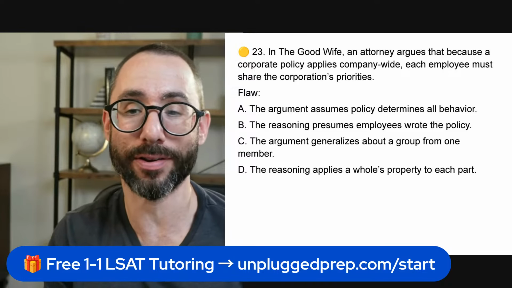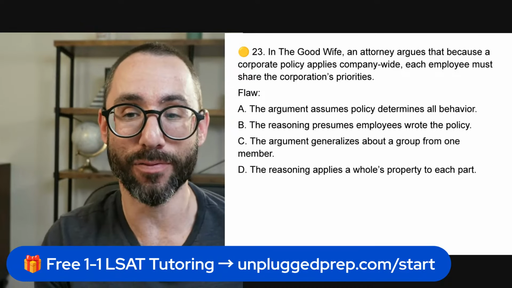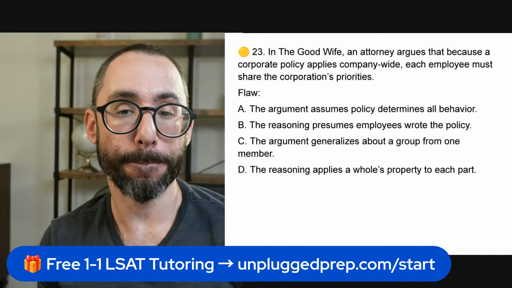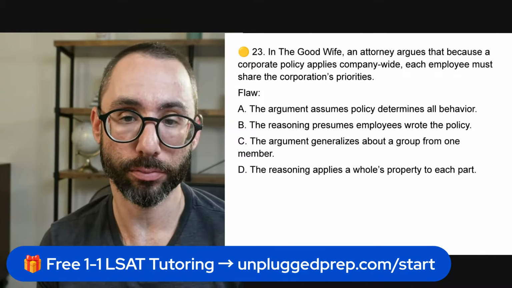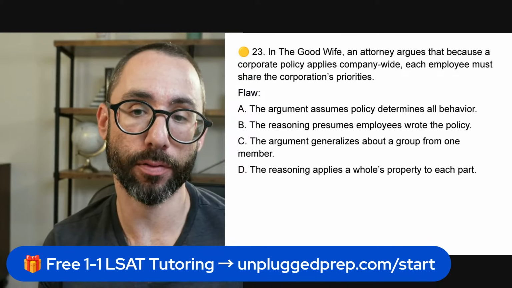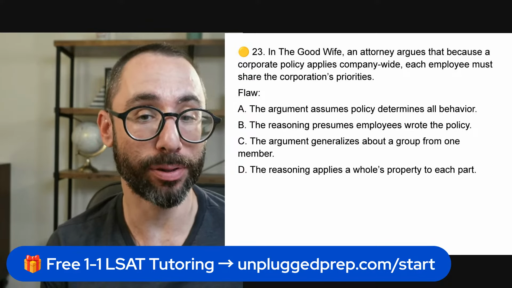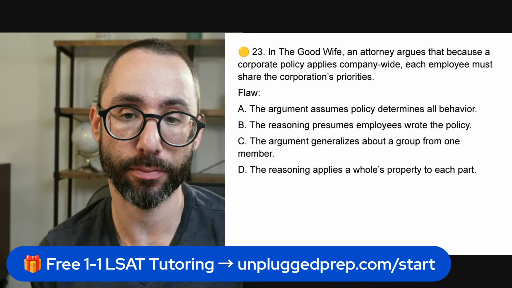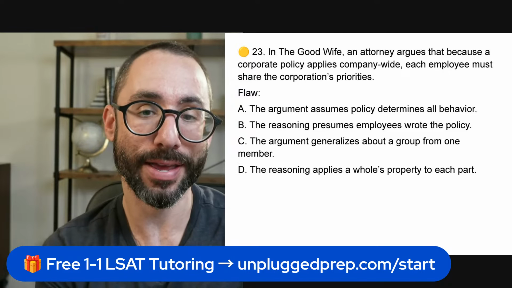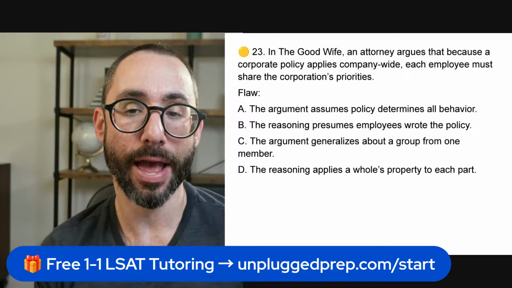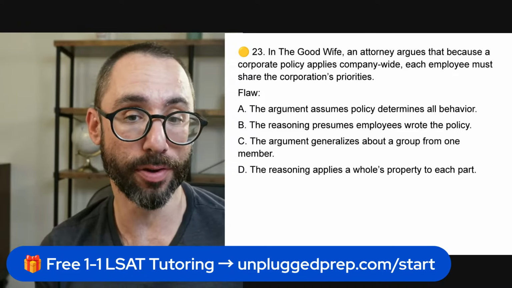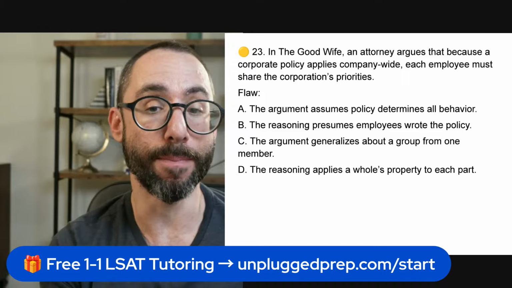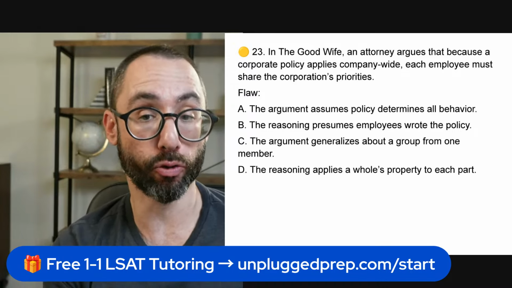So let's look at this one here. I see a ton of answers coming in. Some folks saying A, some saying C, some saying D. Now, there is a part to whole thing going on here, but let's look at the specifics. They're saying that the policy applies company-wide, and so each individual employee shares the same priorities. So because the whole has a characteristic, each individual part, each individual member has the same ideas. So choice C is saying, generalizing from a group about a group based on one member, that's going from the member to the group. C is going from the group to the member.